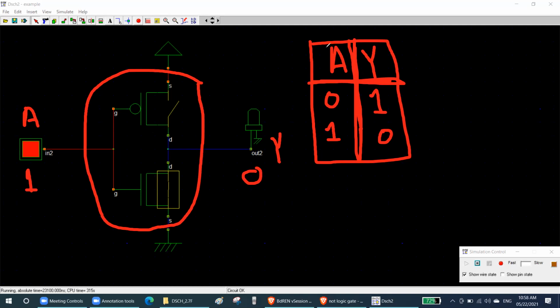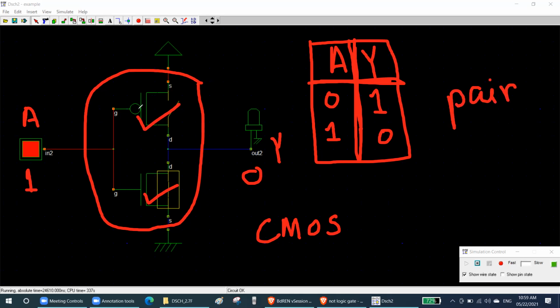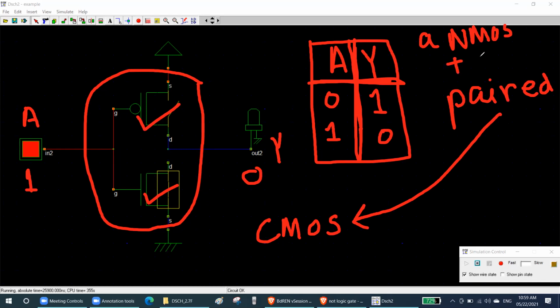This is called CMOS. Why is this called CMOS? Can anyone explain why this is called CMOS design? CMOS means complementary metal oxide semiconductor, right? When you have one PMOS and one NMOS paired together, they form what? One NMOS plus one PMOS. When they pair together, they become what? A CMOS. One NMOS, one PMOS become one CMOS.